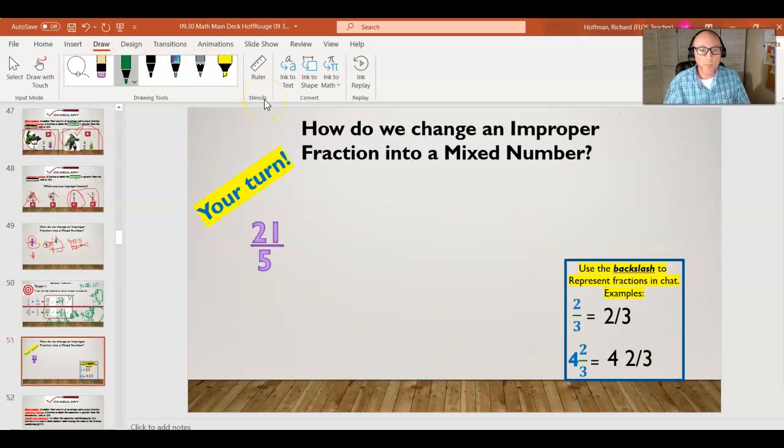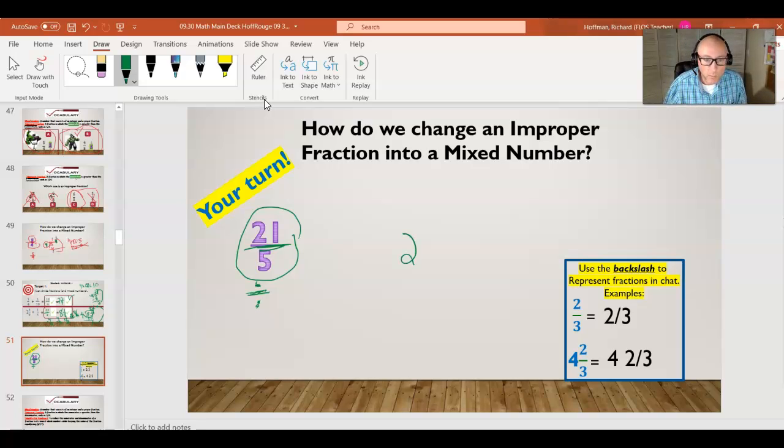How do we change an improper fraction to a mixed number? Your turn. Stop the video here and let's come back and see how you did. All right. Did you say 21 divided by 5? Top one divided by the bottom one? The numerator divided by the denominator? Because this is really a division problem. Fractions are division. Your favorite. I know, mine too. Not really, but hey, let's go with it for now, right?